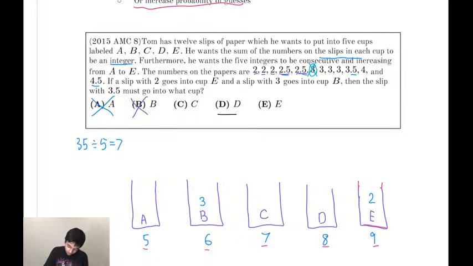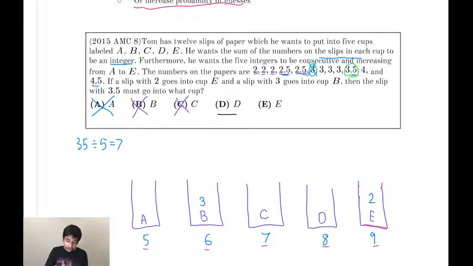What about C? If you put 3.5 into C, well, now in order to get a sum of 7, you must put another 3.5 slip, possibly. But there's no other slip, there's only one 3.5 slip. We only have one 3.5 slip. So this won't work. Or we can maybe also put 3.5 and 2.5, or 1, but there's no 1. Or 1.5 and 2, but there's no 1.5. So you can't go to C either. So you eliminate C too.